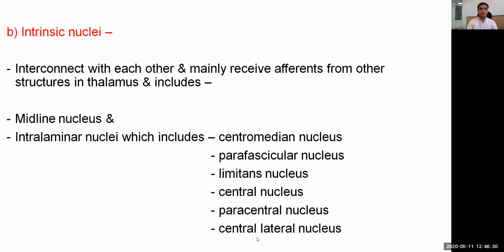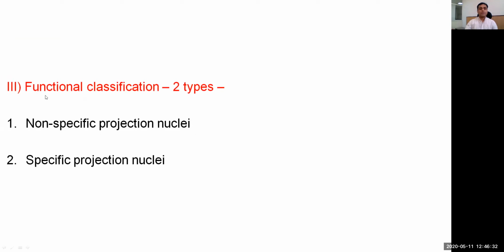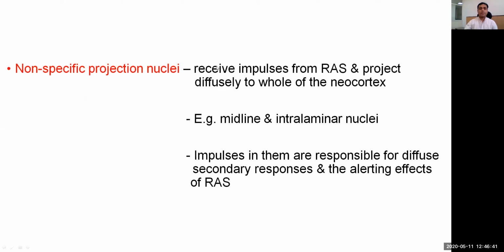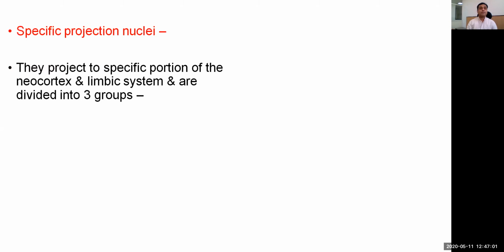Coming to the third way of classification, functional classification, it has two different varieties: non-specific projection nuclei and specific projection nuclei. Non-specific projection nuclei receive impulses from the reticular activating system and project diffusely to the whole of the neocortex, for example the midline and the intralaminar nuclei. Impulses in them are responsible for diffuse secondary responses and the alerting effects of the reticular activating system.